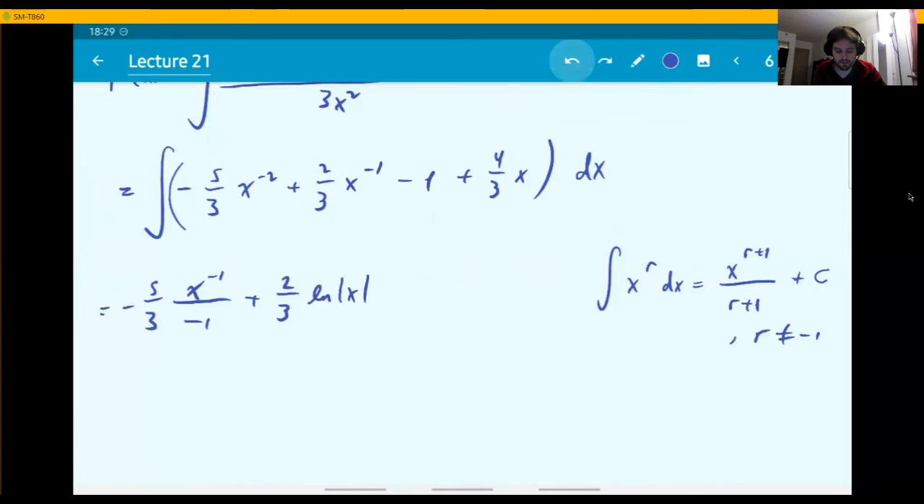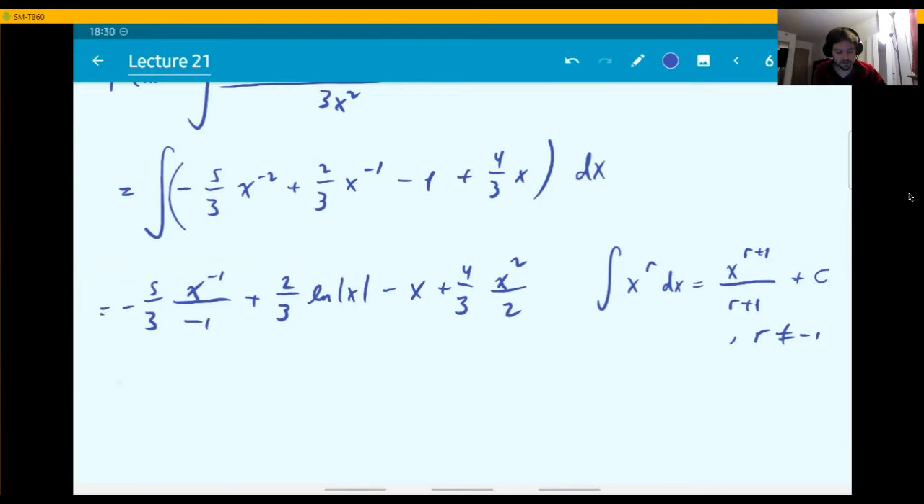Minus 1, the integral of that is minus x. It follows from the power rule, but it's probably easier to just think, what is the function whose derivative is 1? That's the x function. And then 4/3, let's use the power rule for this x here, which is x to the 1. So you add 1 to the exponent and divide by that same number, x to the 2 over 2.